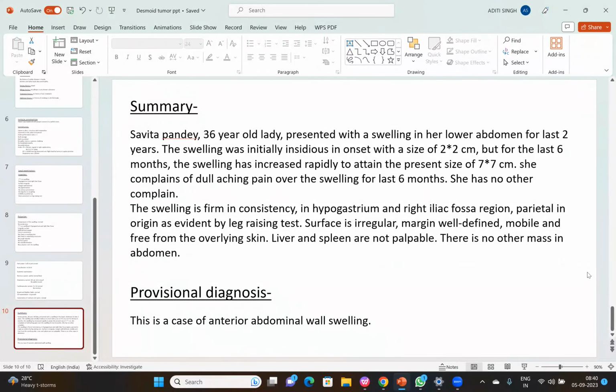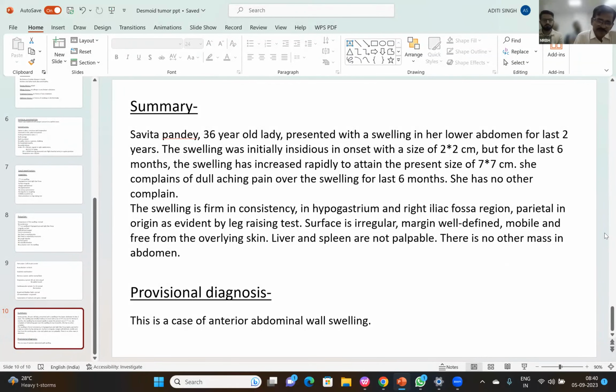Instead of putting a DD, what would you like to put in this patient? Suppose next I ask you why desmoid tumor, but what DD can you put forward? Soft tissue sarcoma. But you should say low grade soft tissue sarcoma. Yes, soft tissue sarcoma is another possibility. What else? Lipoma I cannot put. How can you put lipoma? It is an irregular swelling, firm in consistency, with rapid increase. You put something which is a locally malignant tumor or a malignant tumor. You cannot put lipoma.